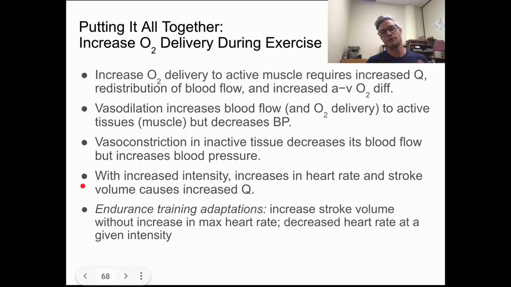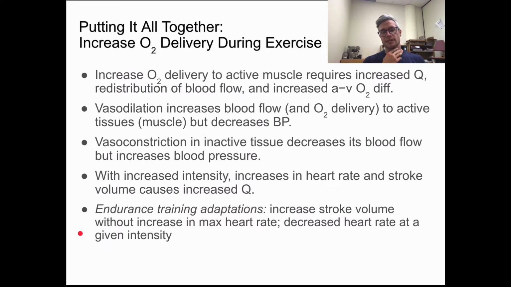Right, and then as we increase our intensity, heart rate increases and stroke volume increases. We spoke about that up here, where our overall cardiac output increases. And last but not least, just to remind you, the different adaptations that come from endurance training in particular is increased stroke volume without an increase in max heart rate.